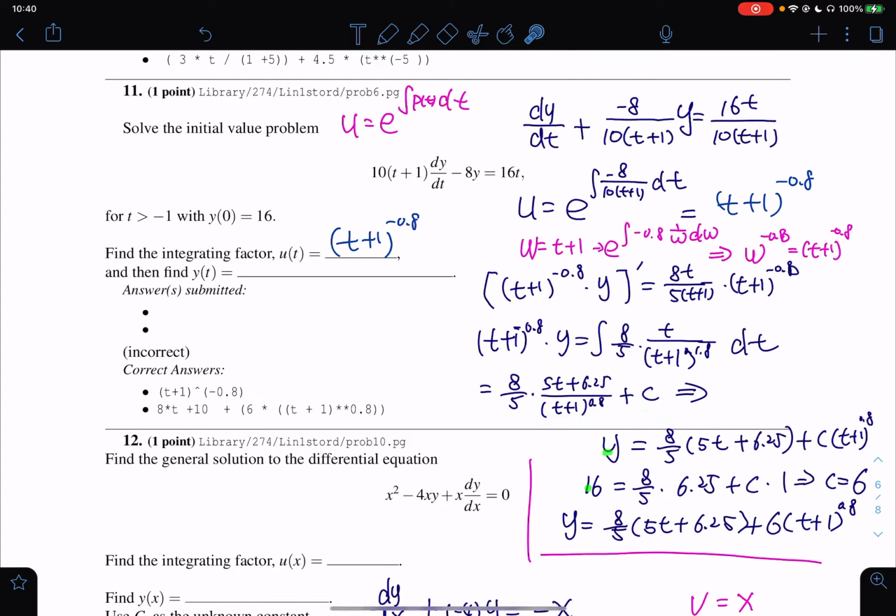So I substitute 16 for y. I substitute 0 in for my t, so it's 8 over 5, this is gone, times that term plus c times (0 plus 1) to the power, so c times 1. So I have my expression here where c can be easily solved. Therefore, I end up with my final answer, which is 8 over 5 times (5t plus 6.525 add to 6) times (t plus 1) to the power of 0.8. So that's supposed to be my final answer for this problem.